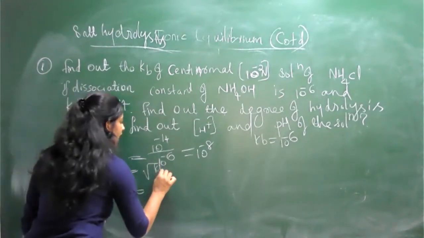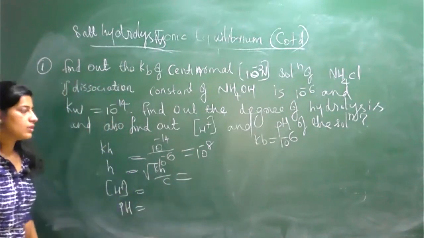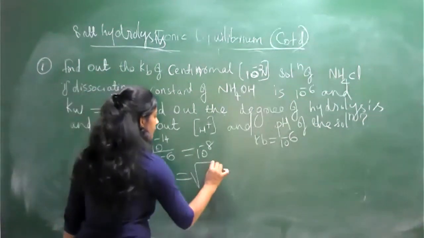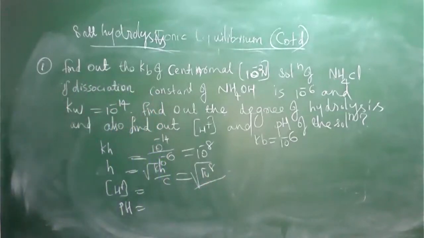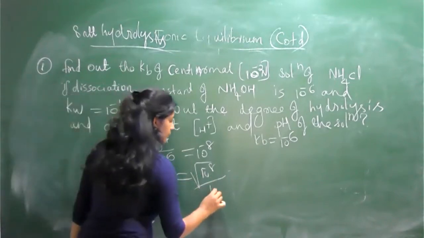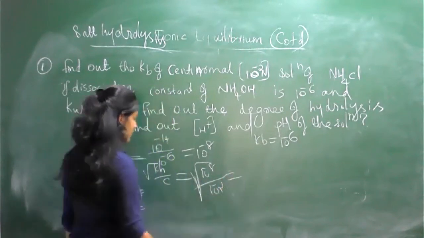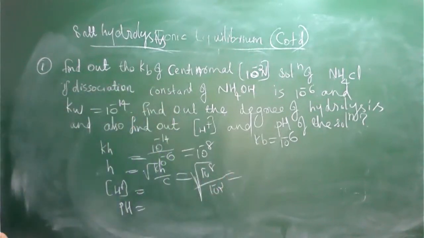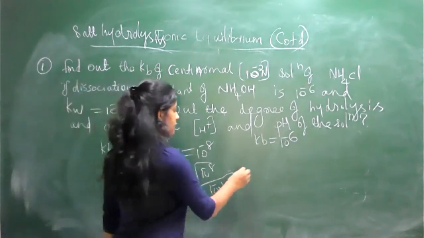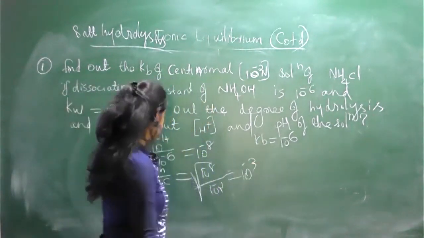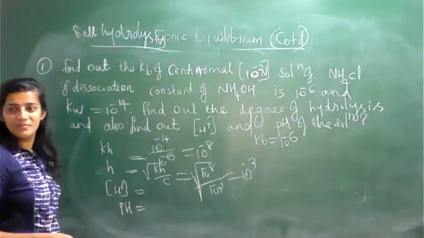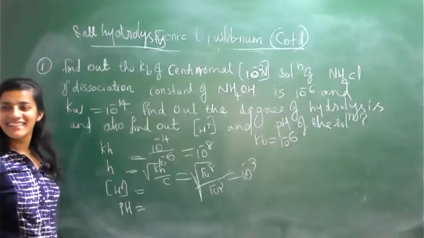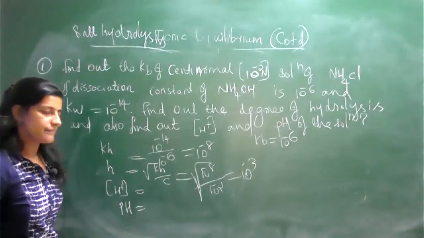H equals root of Kh divided by C. Kh is given, 10 to the power minus 8, divided by the concentration. Where is the concentration? 10 to the power minus 2. The value of H equals 10 to the power minus 3. H plus is 10 to the power minus 5.